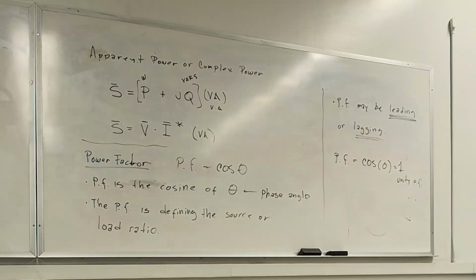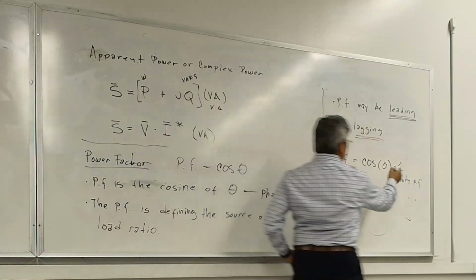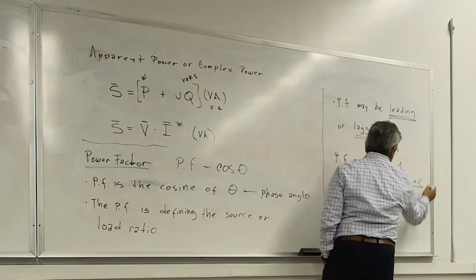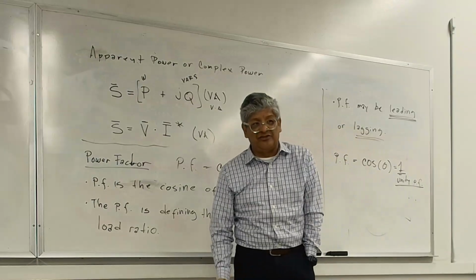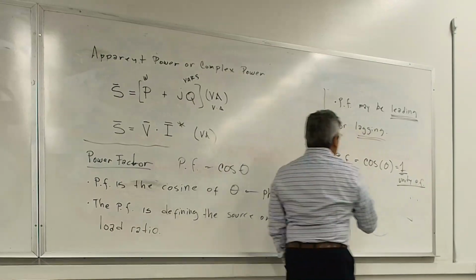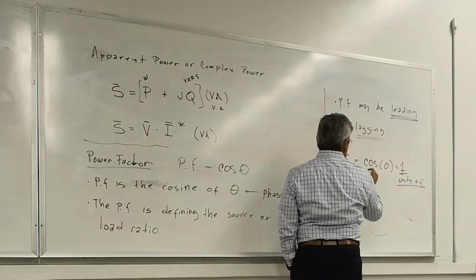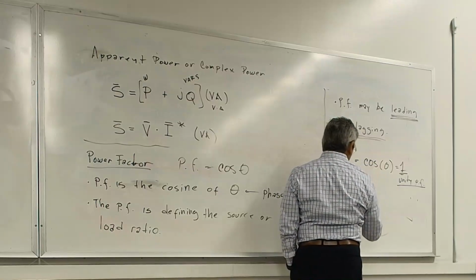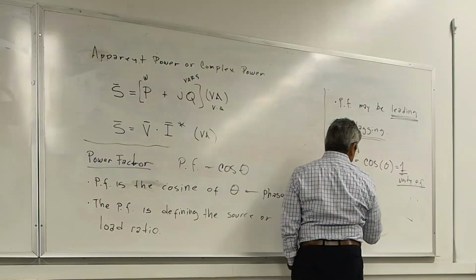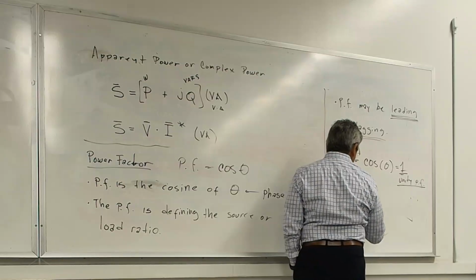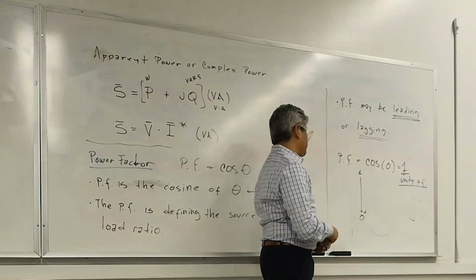All right, so that is a perfect power factor. We would love every single load in the system to have a unity power factor. The reality is there's no such thing. The power factor can be 1 all the way down to or close to 0. I'm not going to say 0, but close to 0. There's no such thing as 0.